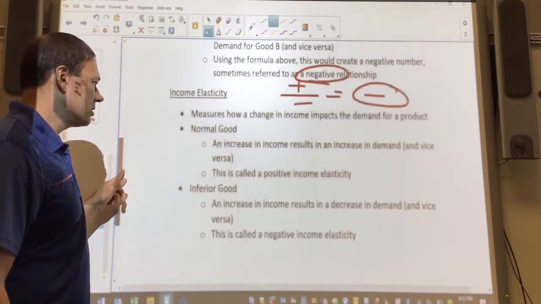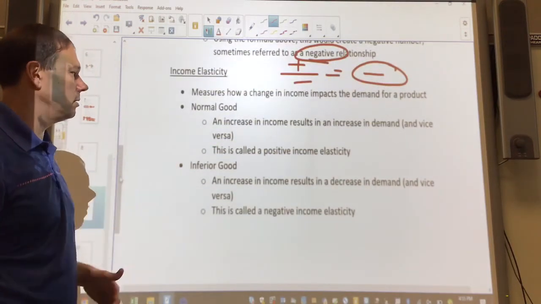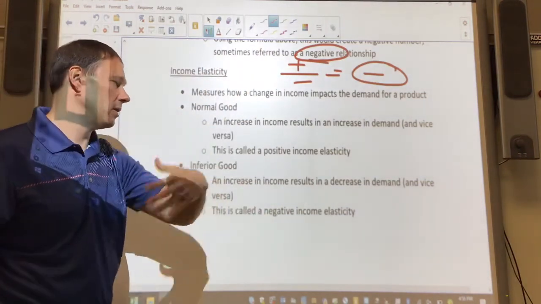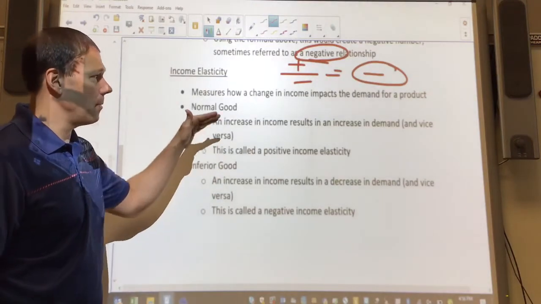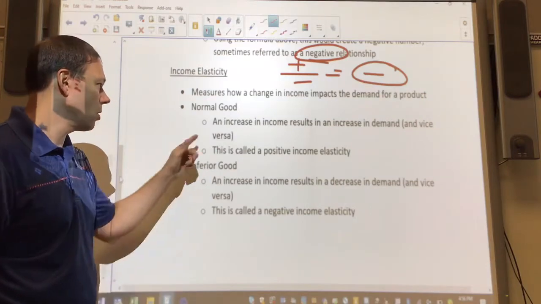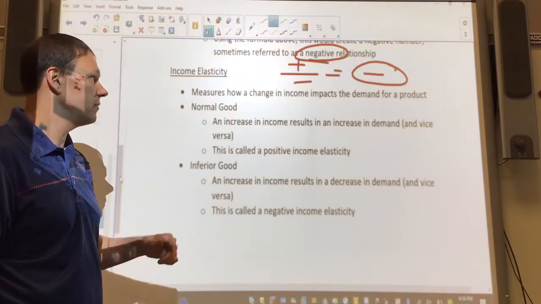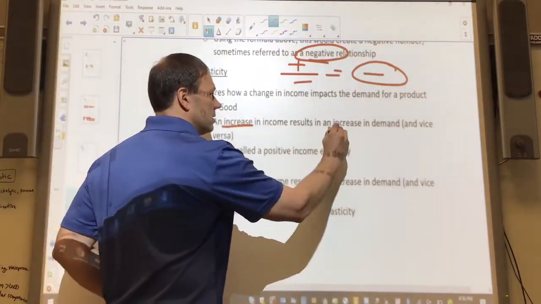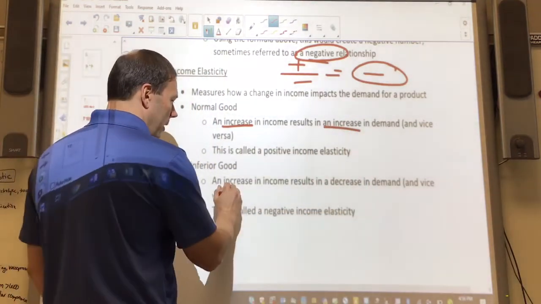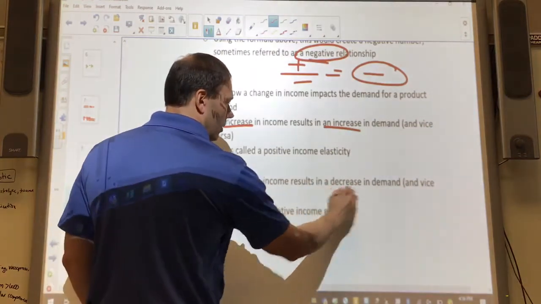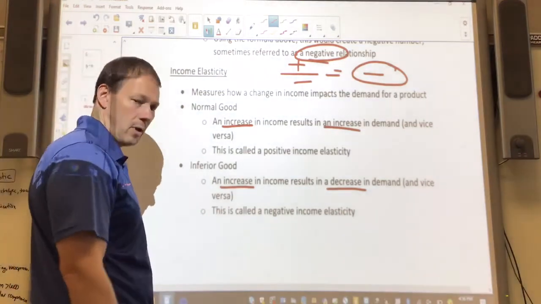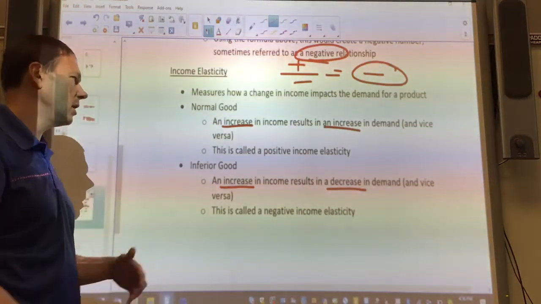And then income elasticity, like we talked about a moment ago, just to expand on that a little bit, is how a change in your income impacts demand. Like we said, income goes up and you buy more, it's normal. Or vice versa, income goes down, you buy less. That's called positive income elasticity. Positive because, again, same direction: increase, increase, or decrease, decrease. Inferior good, you get more money, increase, and you have a decrease in demand, so that's a negative income elasticity because they're going opposite directions. So pretty simple, but again, just kind of know that rule.